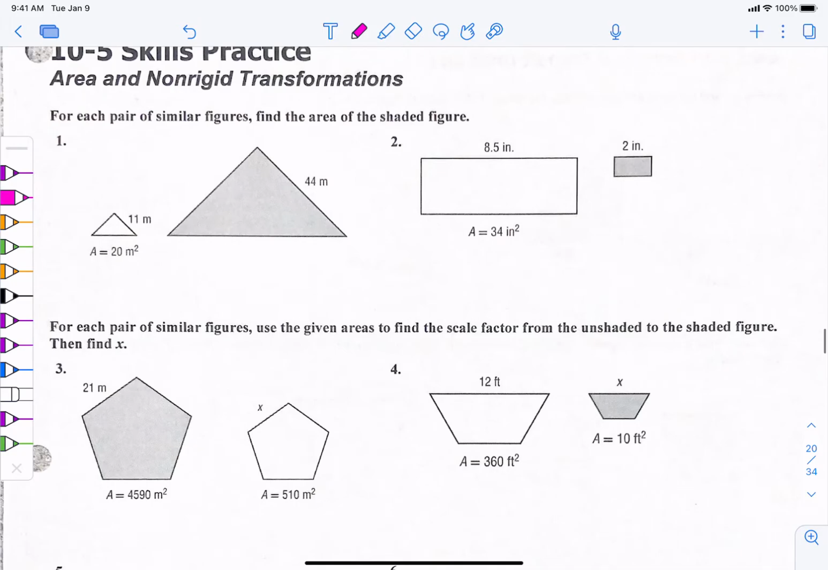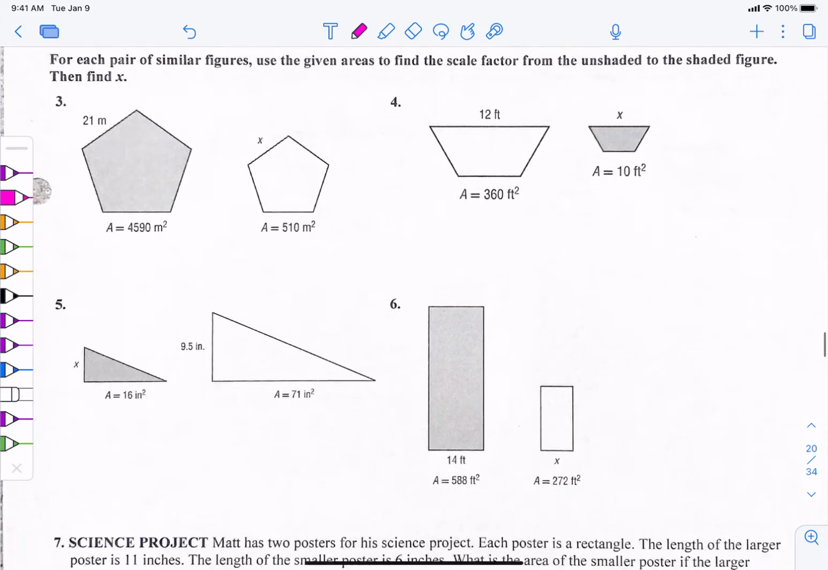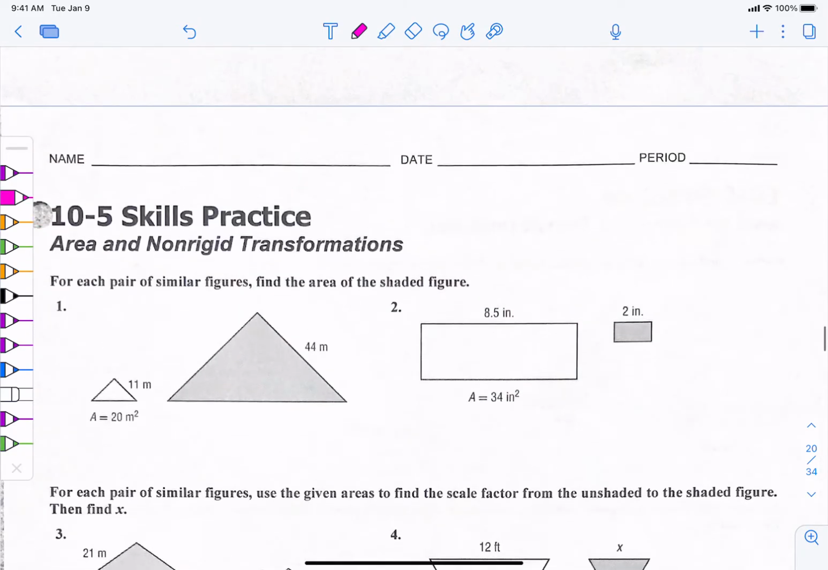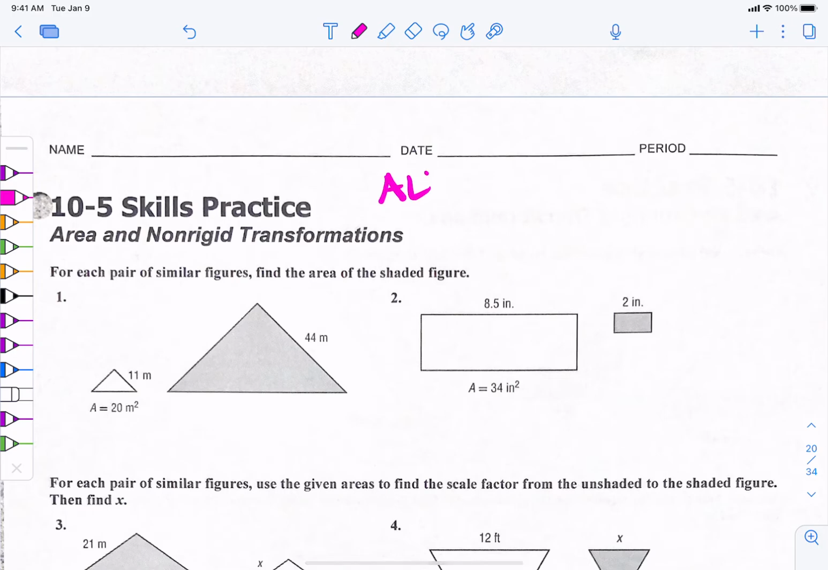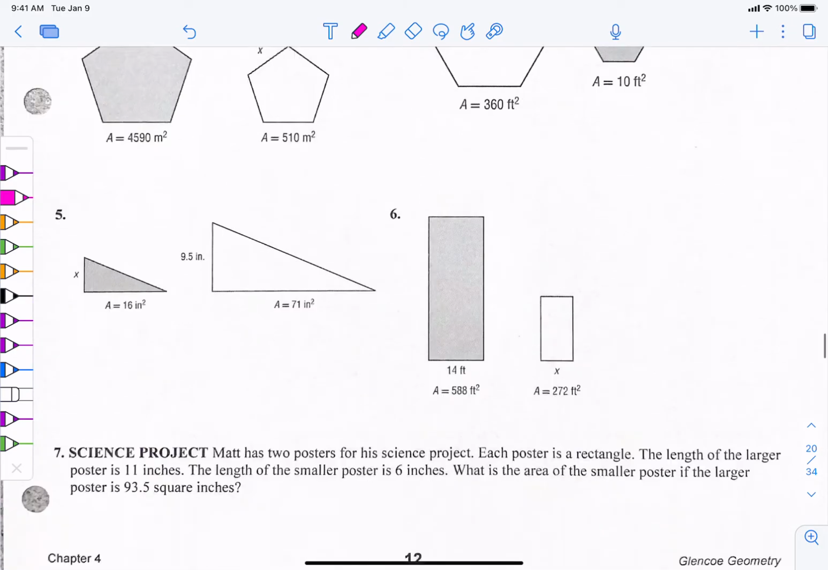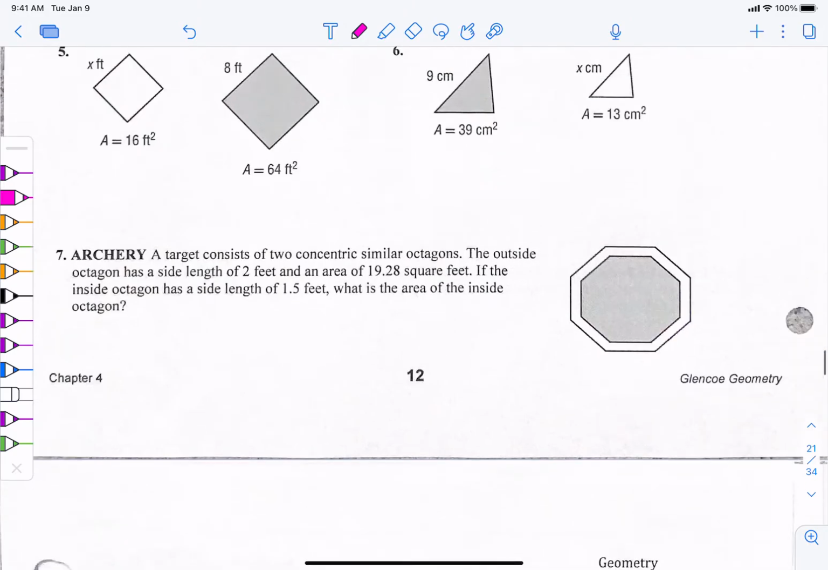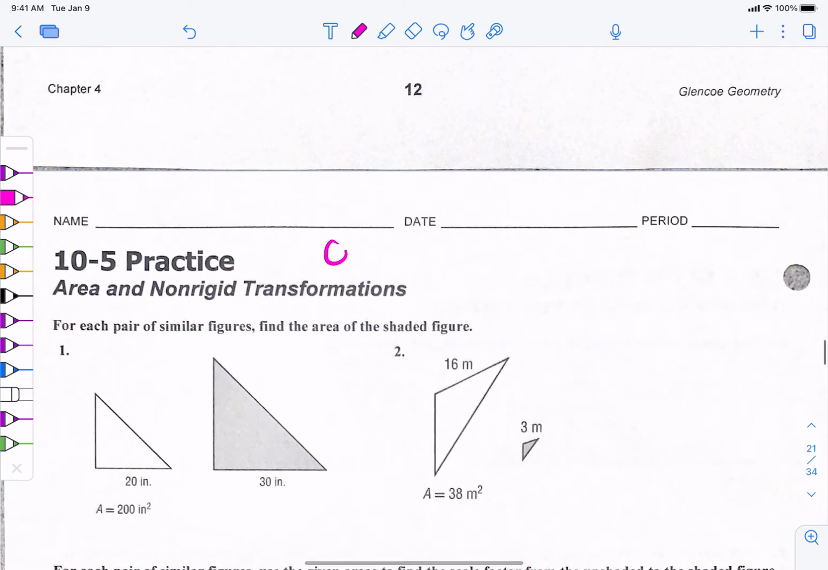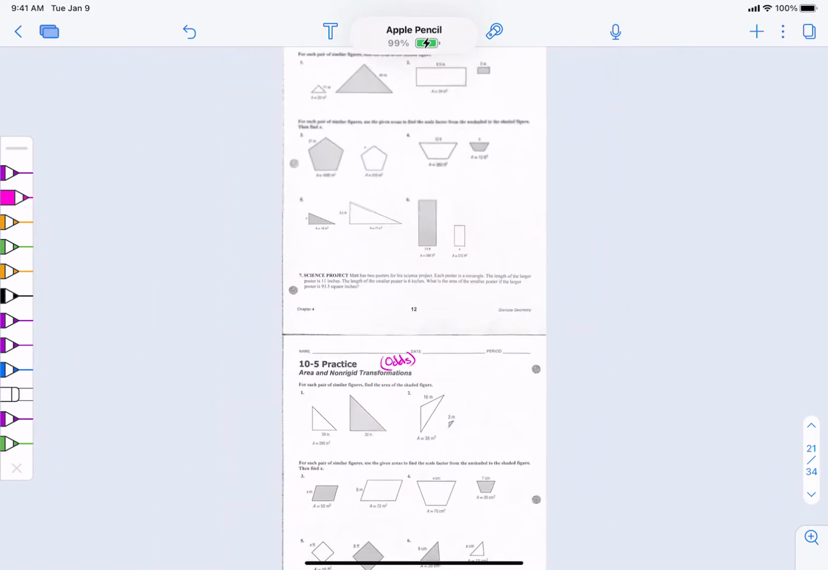On your homework assignment, do all the skills practice. I'm just doing this for the people who are gone. And then on the practice side, I'll let you do the odds. We'll cut it down, even though there's really not that many on here.